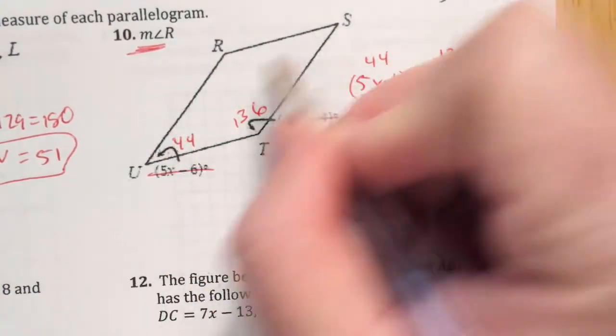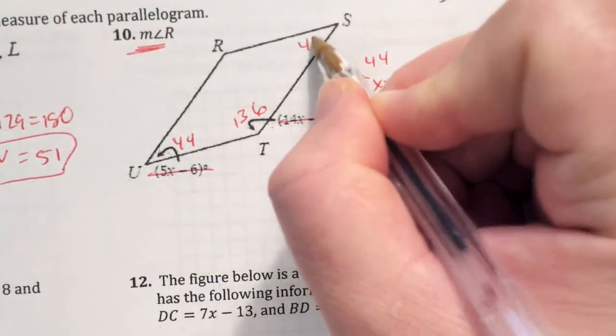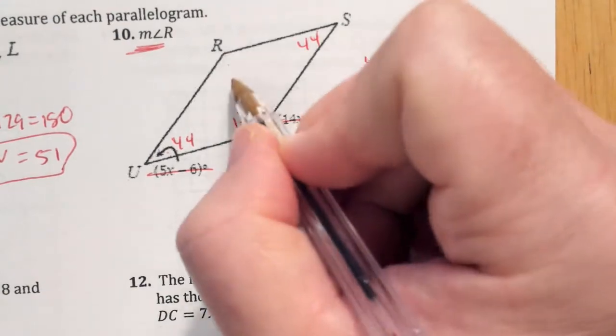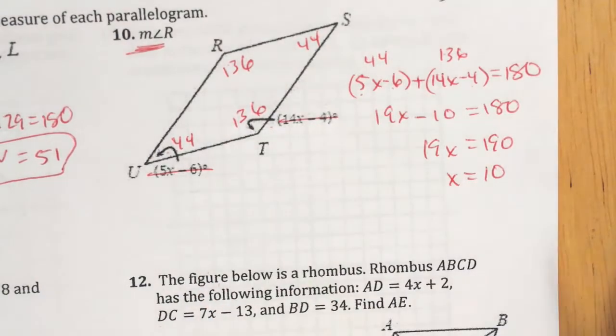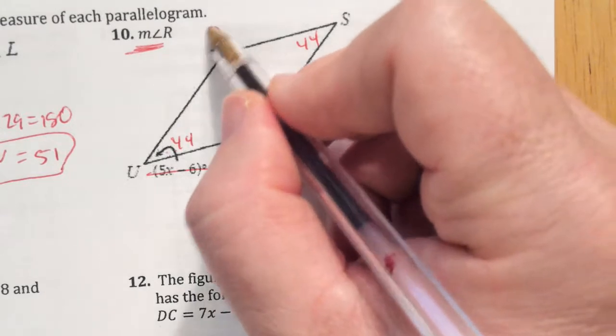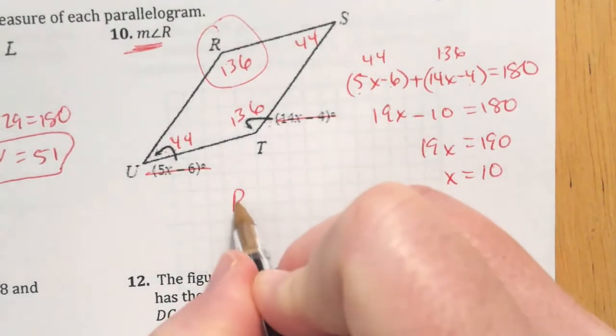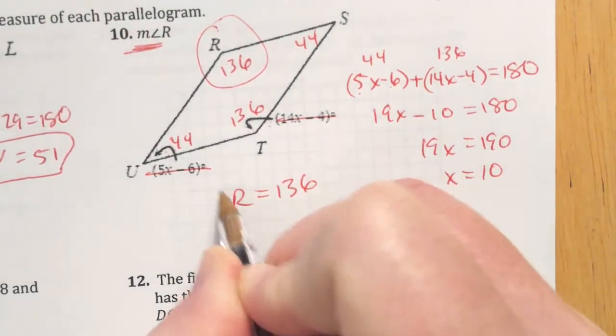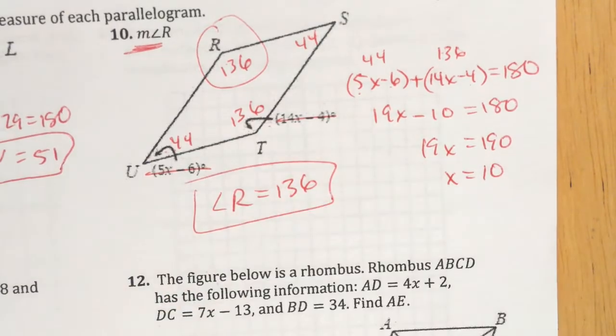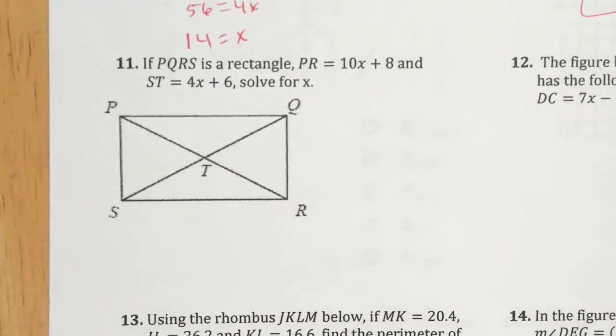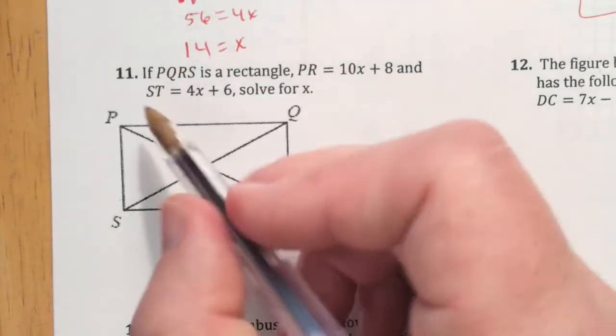Over here, these two would be equal to each other. This would also be 44. These two would be equal to each other. That's 136. And what did they want? They wanted angle R. So R is equal to 136. And that's your answer. All right, let's keep going. You guys doing great? Hopefully you're copying down everything we're doing. All right, here we go.